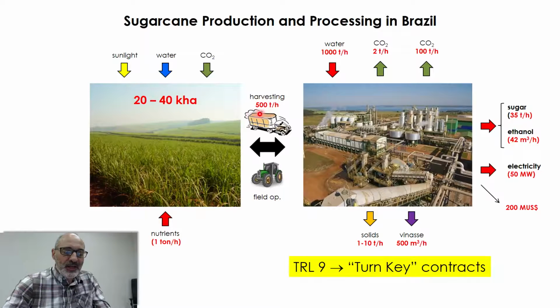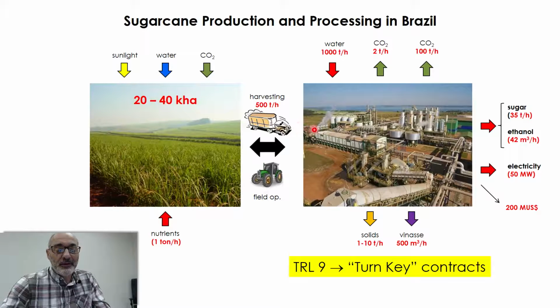And in order to process this flow rate, you have a sugar mill which is typically something like this, of this size. This is Usina Vertente, if I'm not wrong, in the city of Guaraci, Minas Gerais, if I'm not wrong. Please correct me if I'm wrong. So, in this case you have a diffuser.